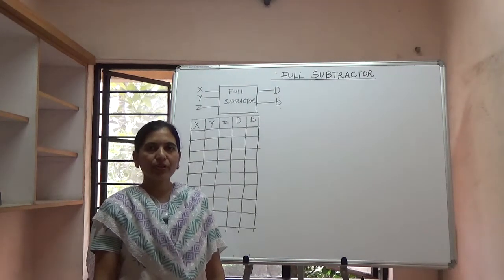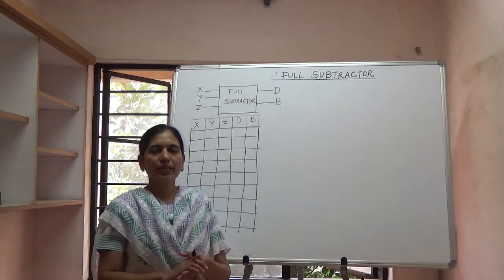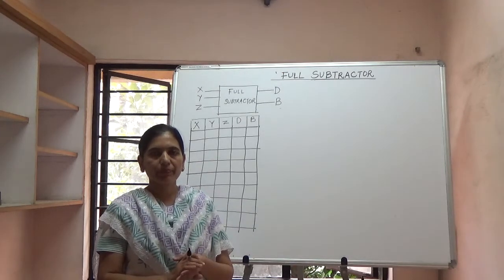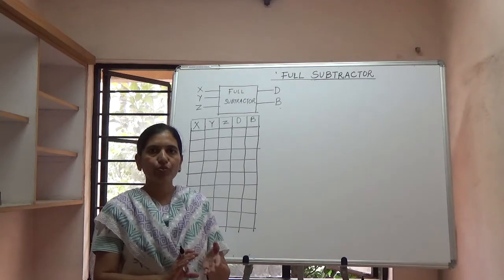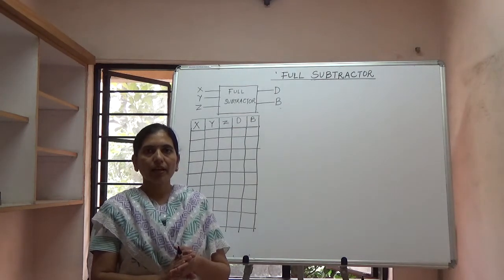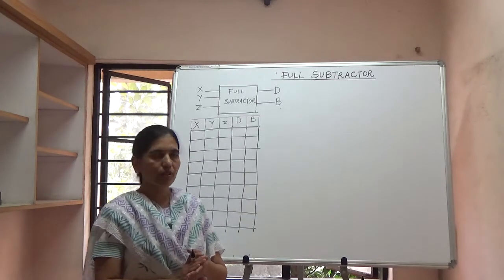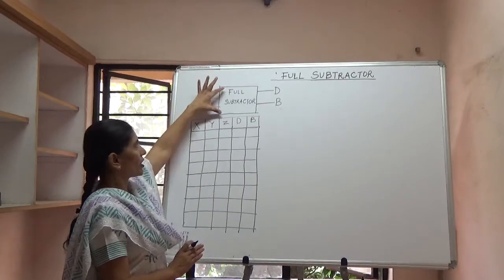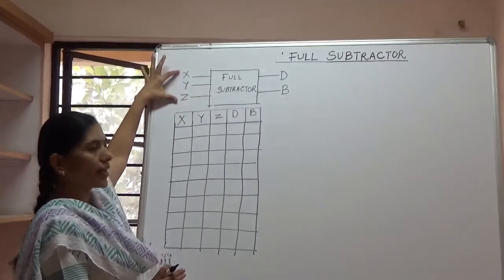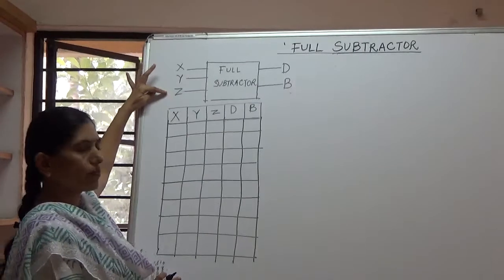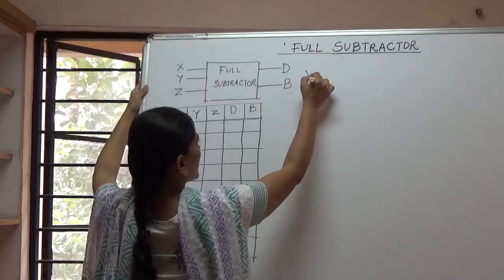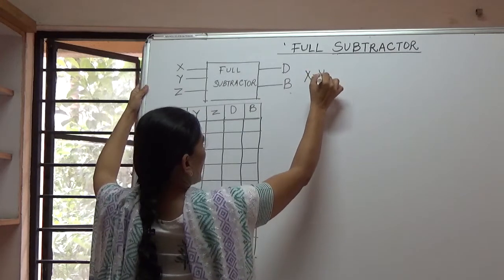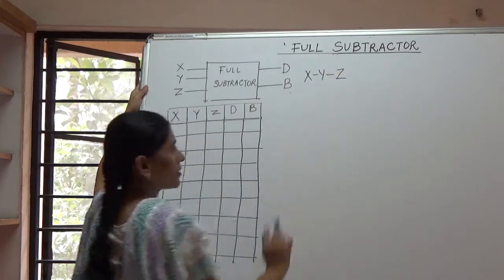Students, in this video session we will learn the design of a full subtractor. In the earlier video we had studied a half subtractor which is used for subtraction of 2 bits. In a full subtractor, 3 bits are used for the subtraction. So we have a combinational circuit which has 3 inputs. Let's call them X, Y and Z. And the subtraction operation will be done as X minus Y and then Z will be subtracted.